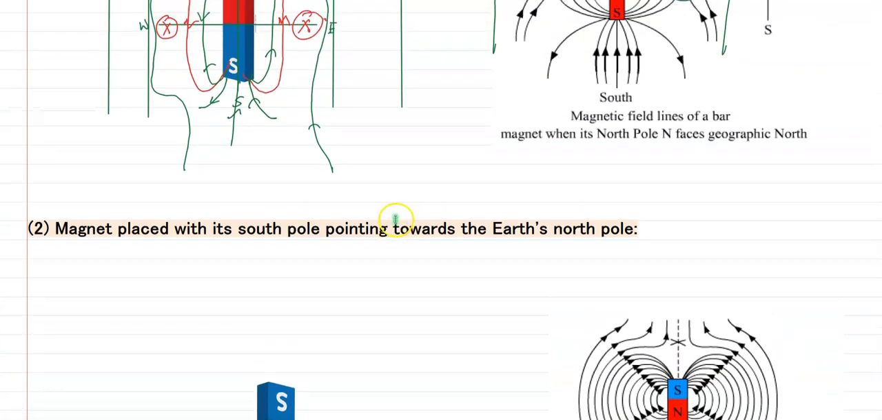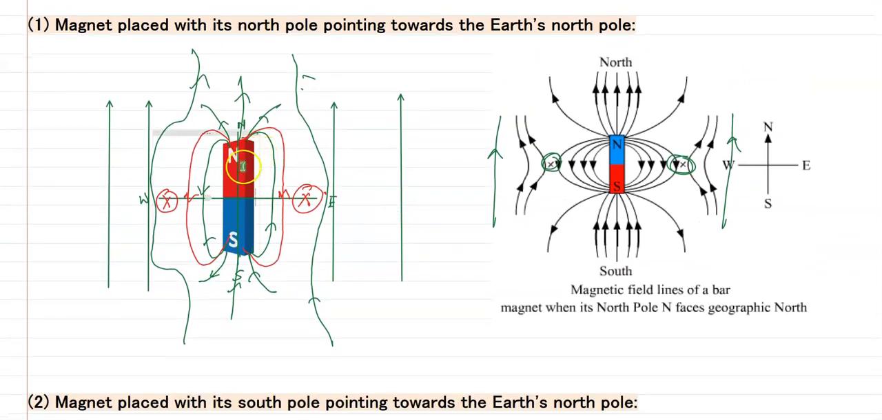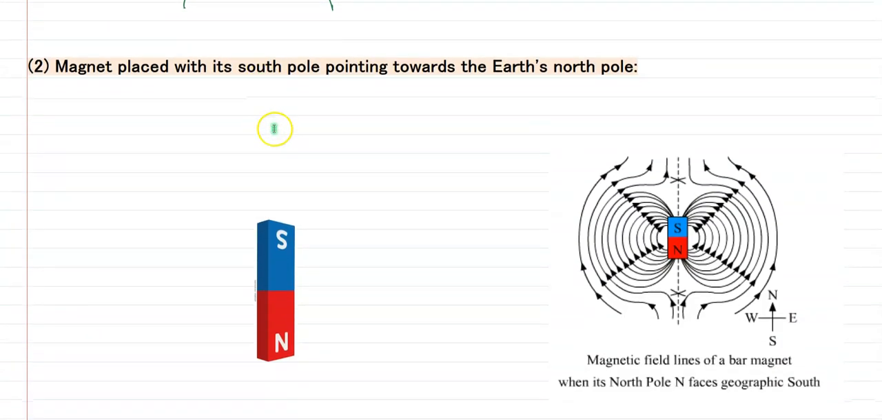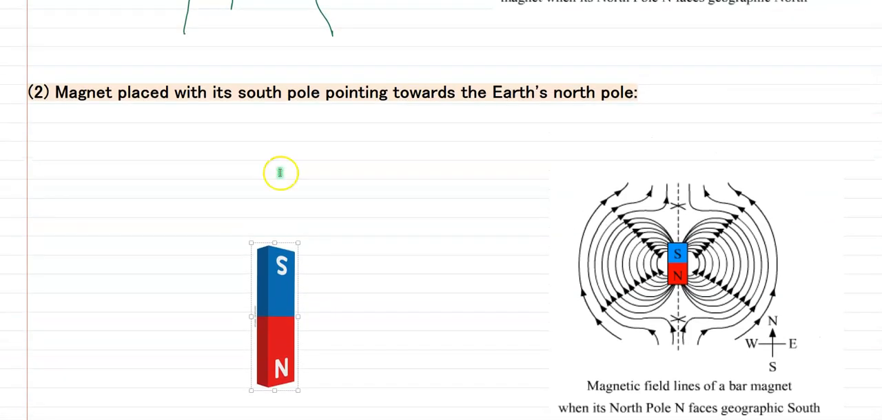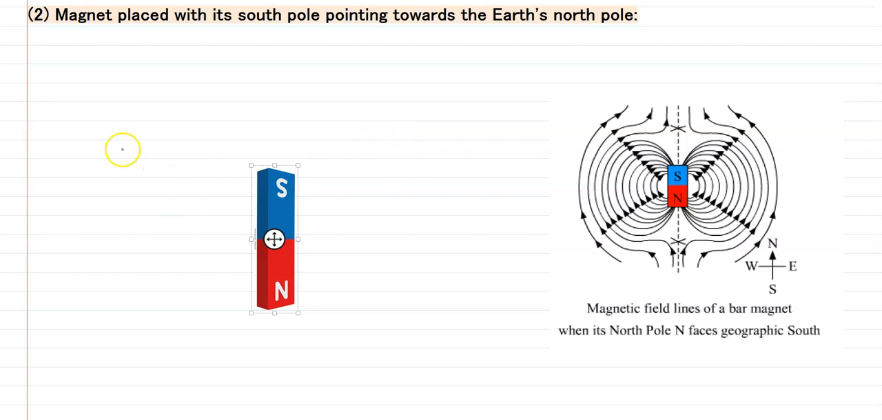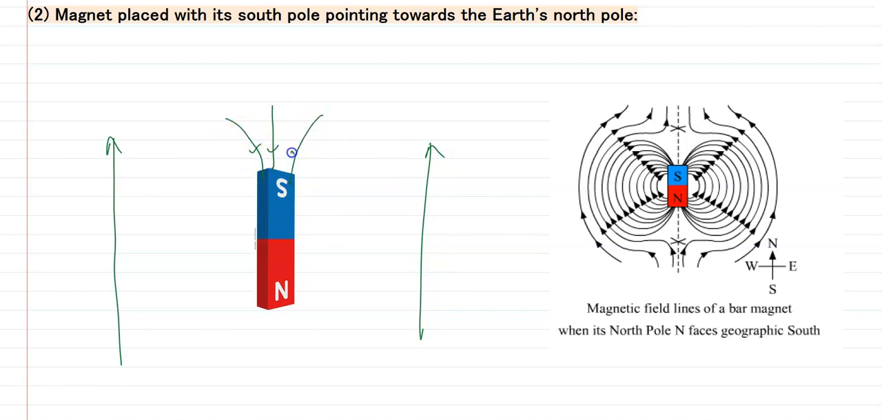Okay, is this clear? And if we rotate this bar magnet 180 degrees, meaning we place the bar magnet with the south pole towards the north direction and the north pole towards the south direction, then what will happen? These are the field lines due to Earth's magnetic field, but for the bar magnet, field lines enter into the south pole and emerge from the north pole, and for the bar magnet the field lines are like that.